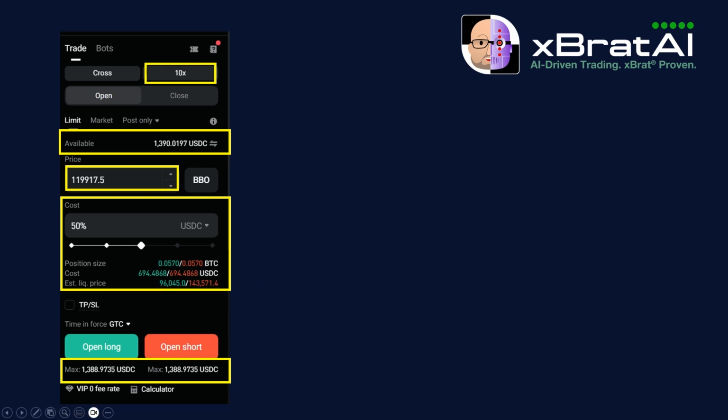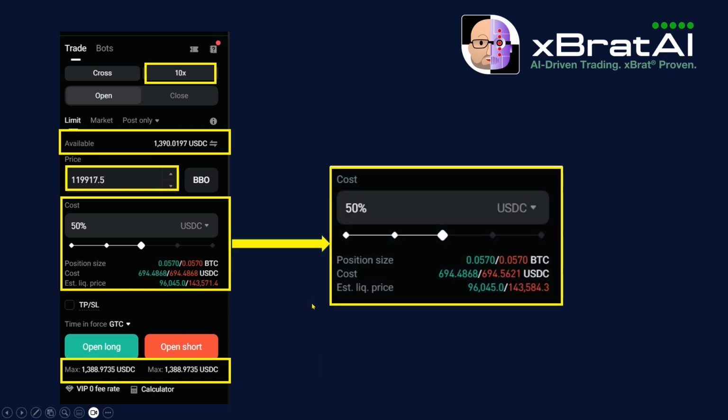So let's have a bigger look at this cost and go through each individual portion of it. First of all, the position size is calculated from the leverage you have chosen. So in this case, 0.0570 Bitcoin, or 6,835 and change USDC. So even though your account balance is only 1,390, your position size, because of the 10x leverage, is 6,835.